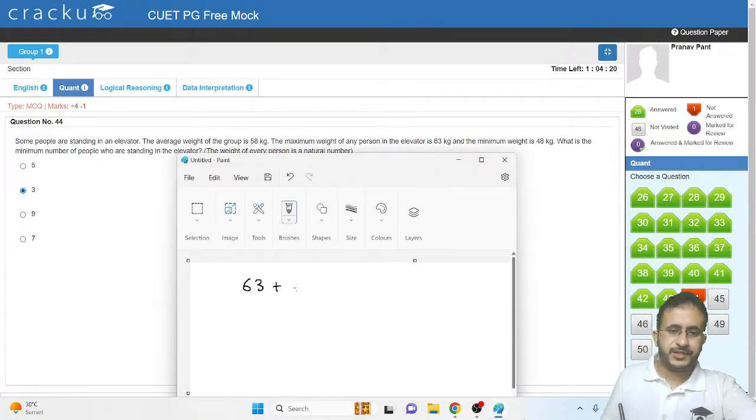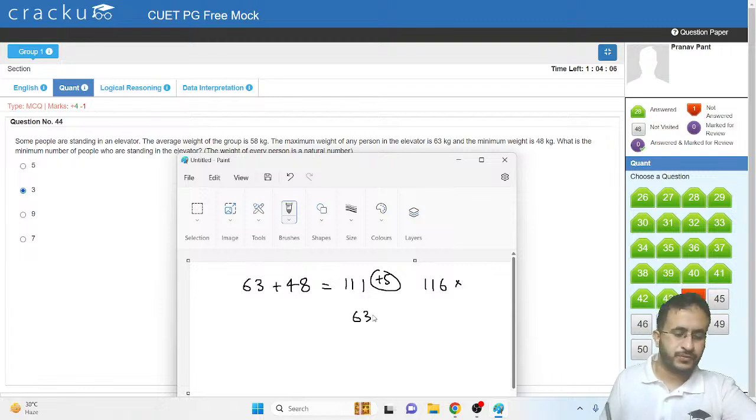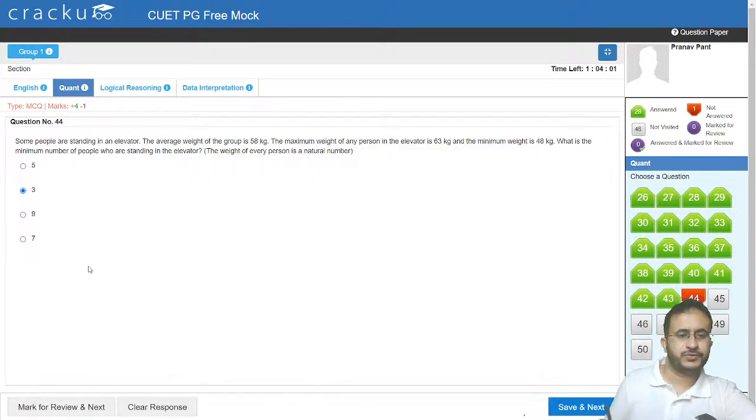63 plus 48 कितना हो रहा है? 111 हो रहा है. ठीक है, ये होना चाहिए था 116, which is not fitting. So we need to make +5 in the next person to make it average. Okay, so next को आप 63 kg का कर दो. Okay, so we will make it an average as this. So this is the answer.